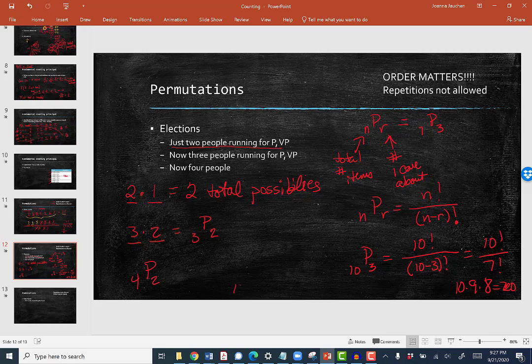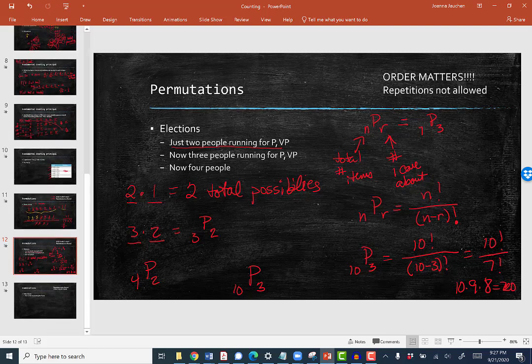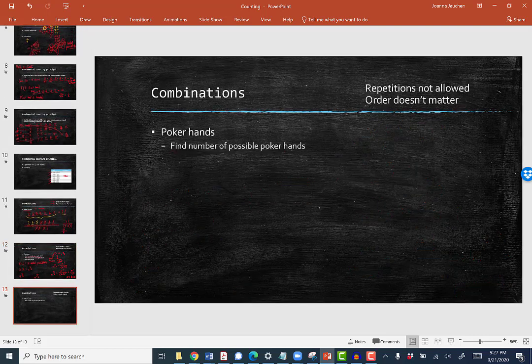So this is kind of permutation. If I had more people, like 10 total people, and I wanted to pick 3 spots like president, vice president, secretary, it would be 10 pick 3.